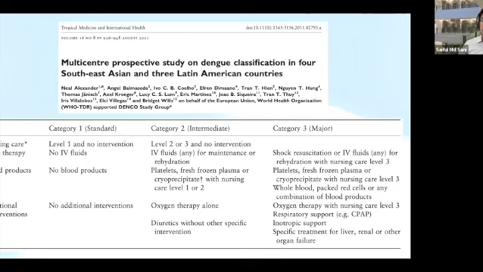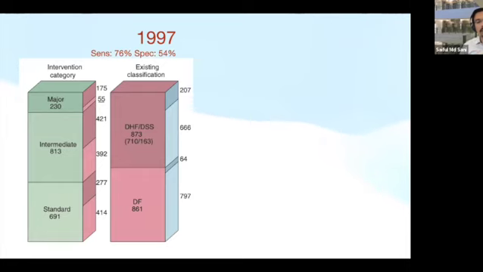But then you've got category 3, major intervention, and this is what you can classify as patients with severe dengue, which require shock resuscitation, packed cells transfusion, inotropic support, and more intense respiratory support in terms of CPAP, BiPAP, or even intubation. So what did they find? They found for the 1997 criteria, as I've said, that it's divided into dengue fever and dengue hemorrhagic fever with or without shock.